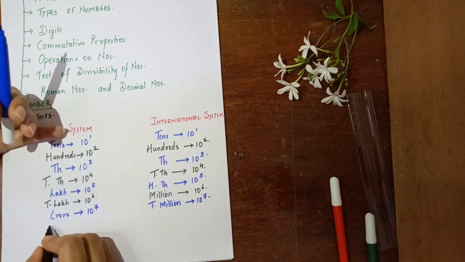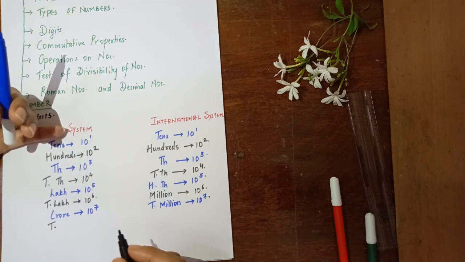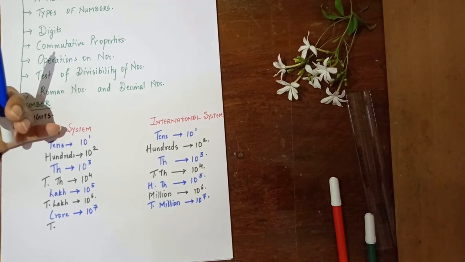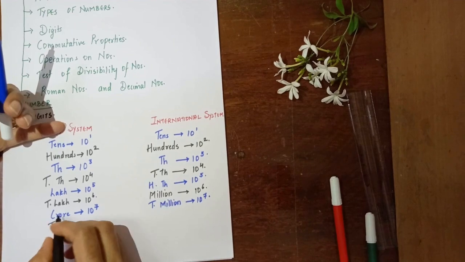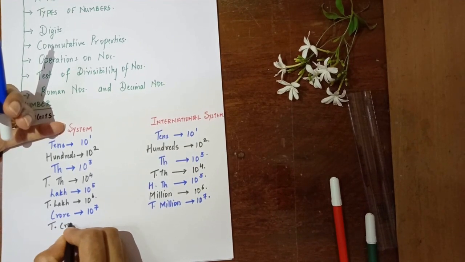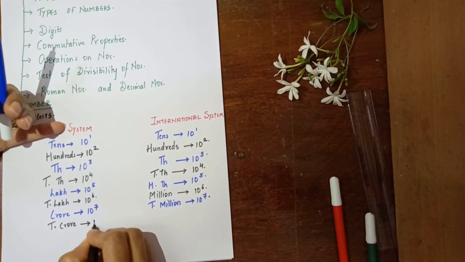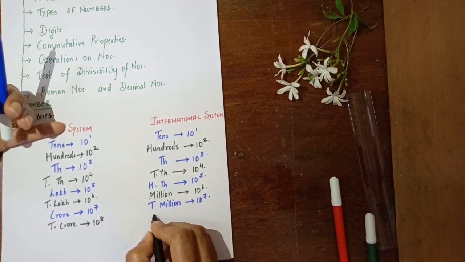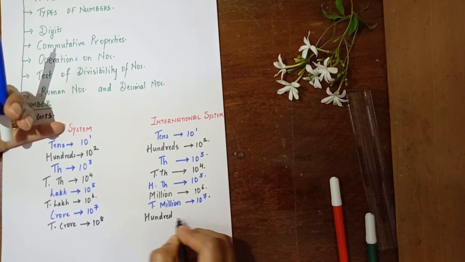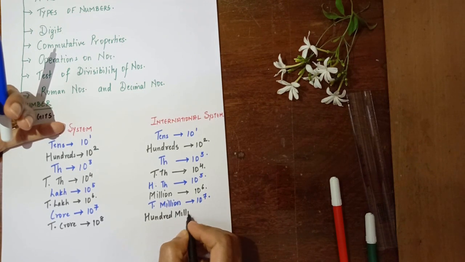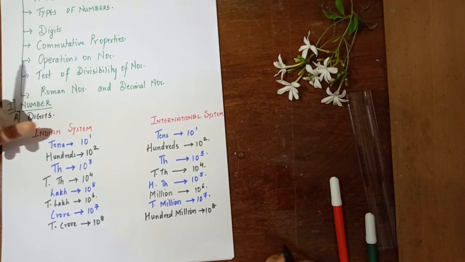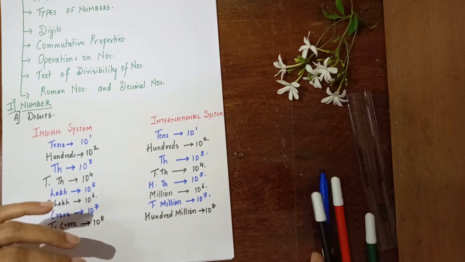The last one, because beyond this we do not do it. Okay, the last one will be 10 crores, which gives you 10 raised to the power 8. Whereas the next one is, over here it will be 100 million, which gives you the value 10 raised to the power 8. Now you see the difference between them, children.